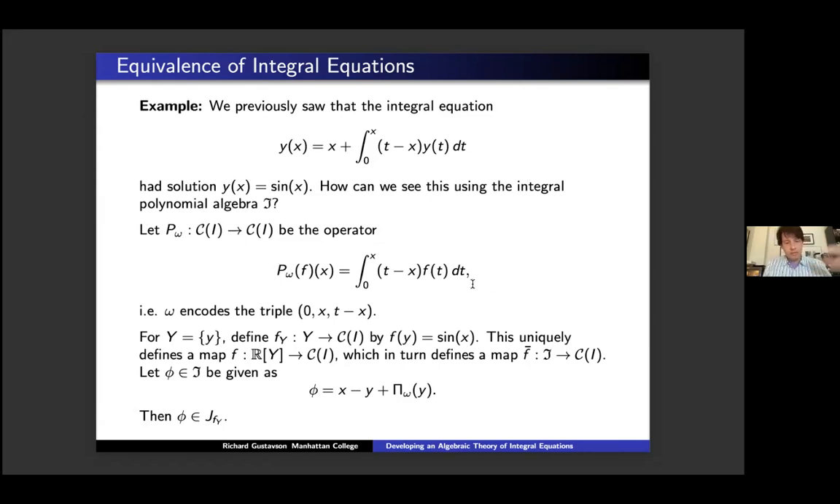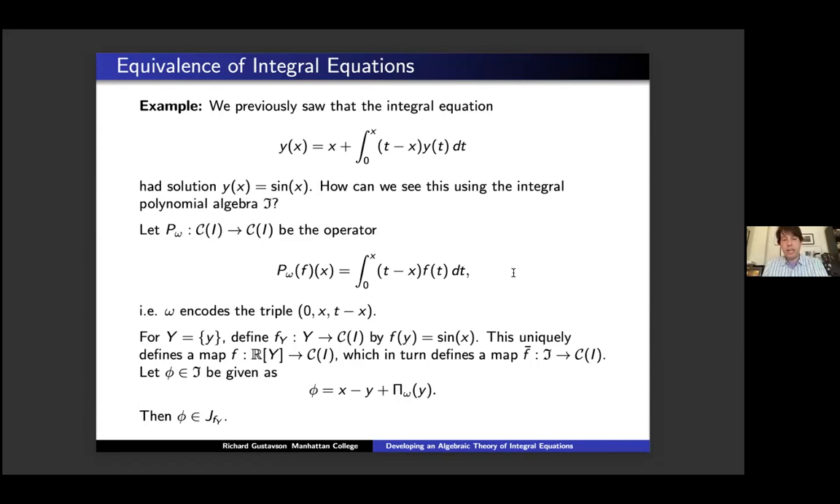And so here omega is just encoding the variables of the limits of integration and the kernel. And so now we're fixing our single set y, and we can define f sub y, sending y, or just a single variable, into C of I of y by just sending it to be sine x. And that defines a unique map little f, which in turn defines a map f bar from the free object into the algebra of continuous functions.